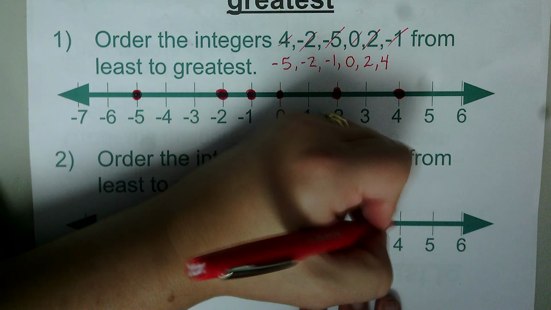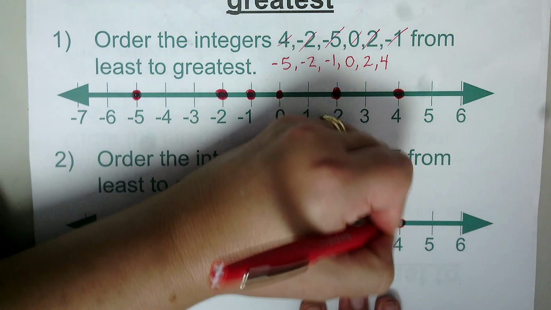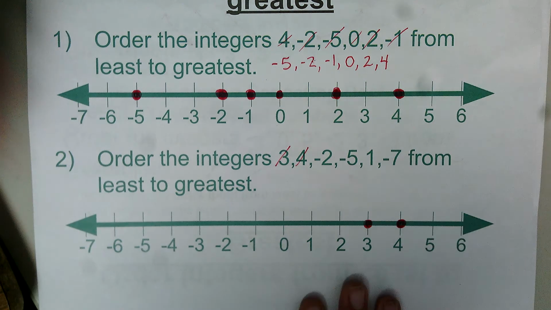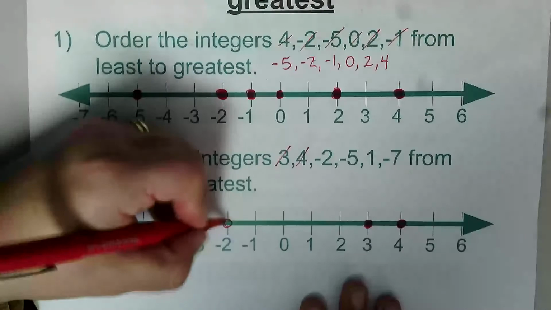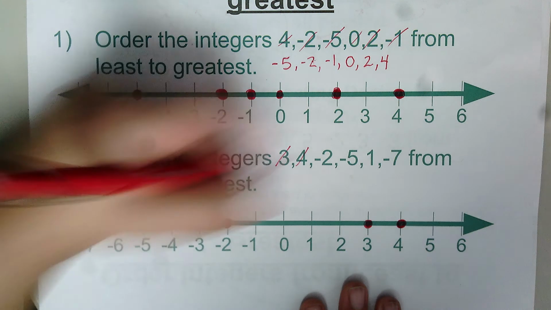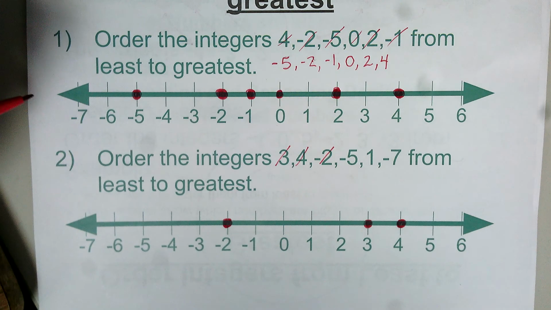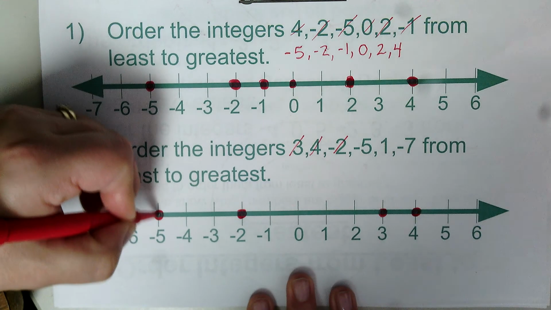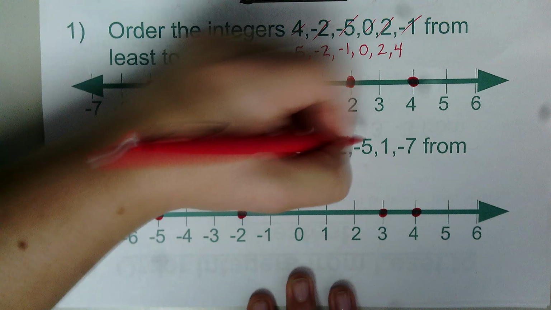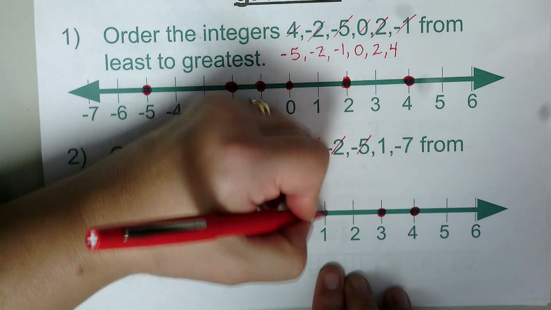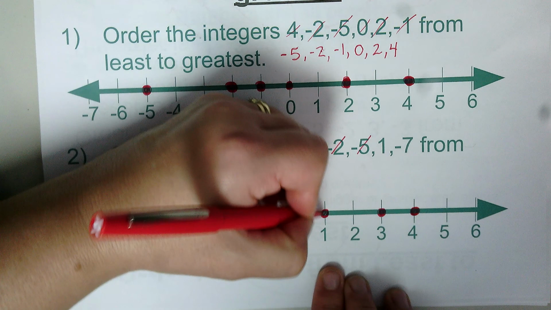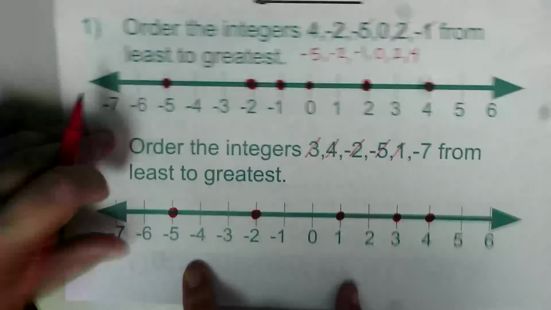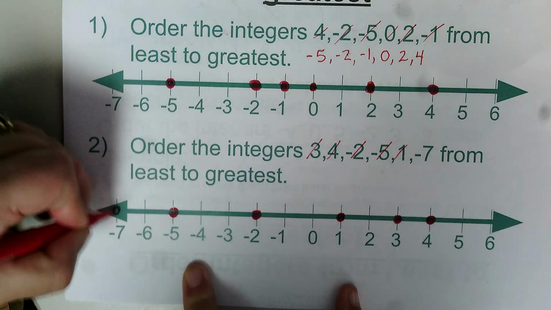Then label my 4. Then label my -2. Then I will go and label my -5. Okay. Then +1. And then last number is -7. It's all the way back here.